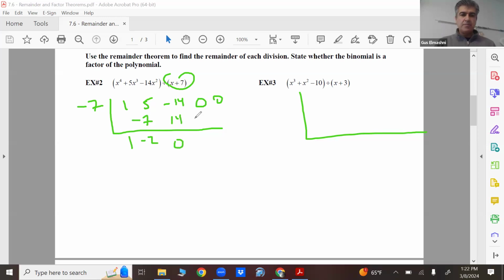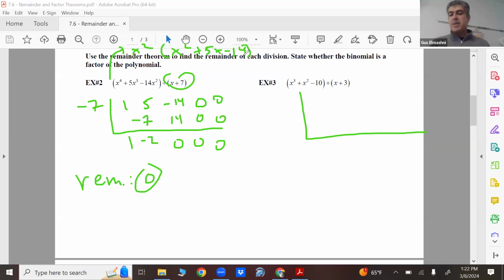And actually, I think I just get 0, 0. So the remainder is just 0, exactly. And actually, it does come out clean because I could factor out x squared. And I get x squared plus 5x minus 14. And x plus 7 is a factor of it. It's actually x plus 7 times x minus 2. So it does make sense. You should get 0.